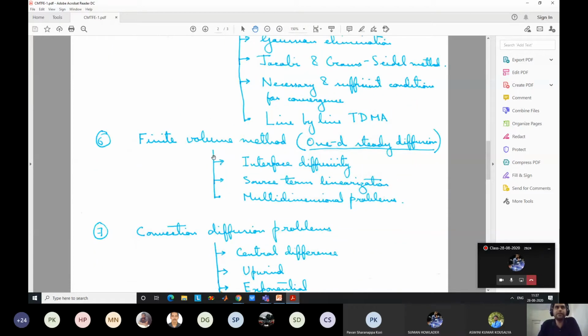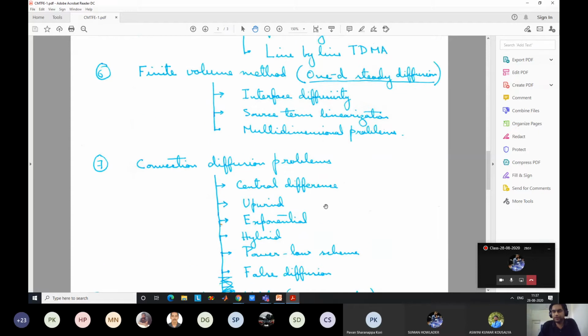So we will dive deeper into finite volume method, which is the most widely used and most common method for CFD. All the CFD software that you see are mostly developed based on finite volume method. And we'll start with 1D steady state diffusion. We'll learn different concepts such as interface diffusivity calculation, source term linearization, multidimensional problems.